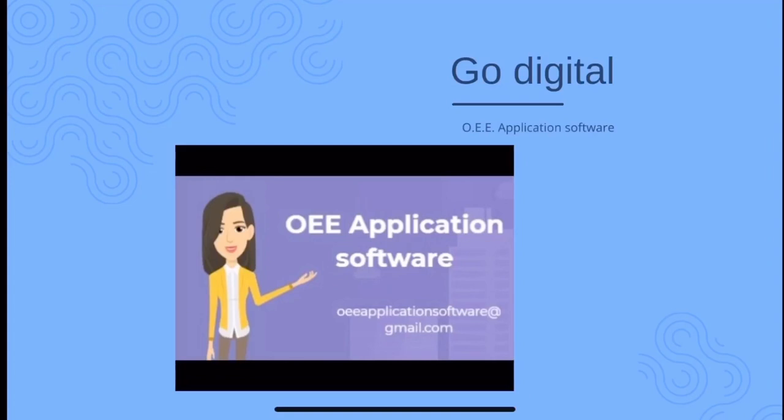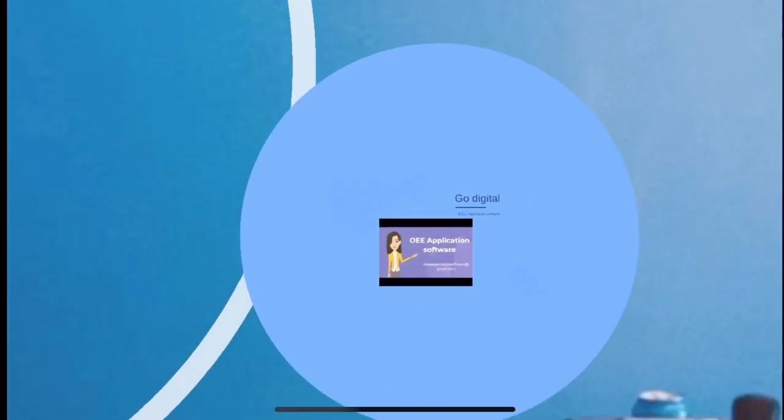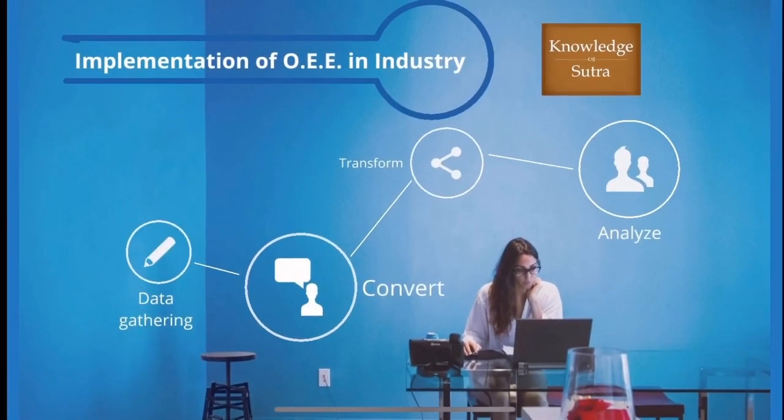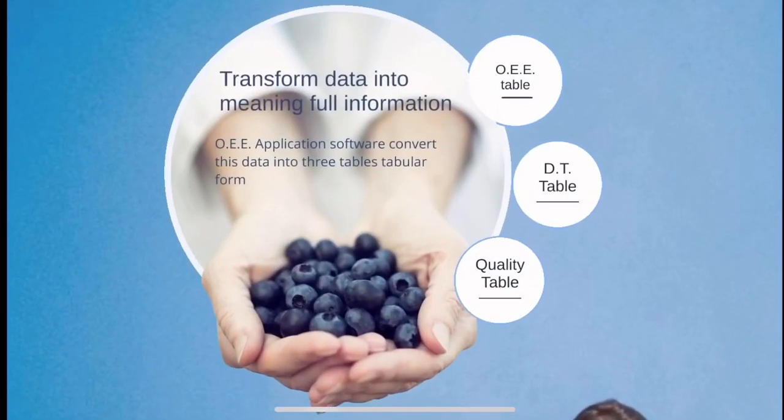This OEE application software will provide us a platform to convert our hard copy data into soft copy. This soft copy we can keep in the form of a database in the system in our company and use it in the long term. Also, the same application enables us to transform this data into meaningful information, which we will discuss in this section. We will transform this data into three tables, namely the OEE table, the downtime table, and the quality table.